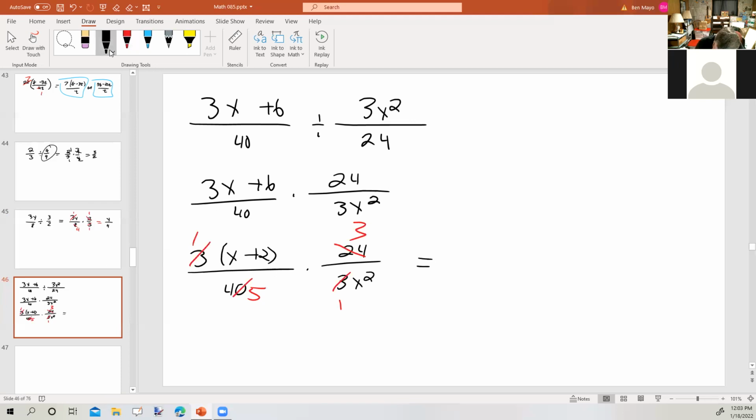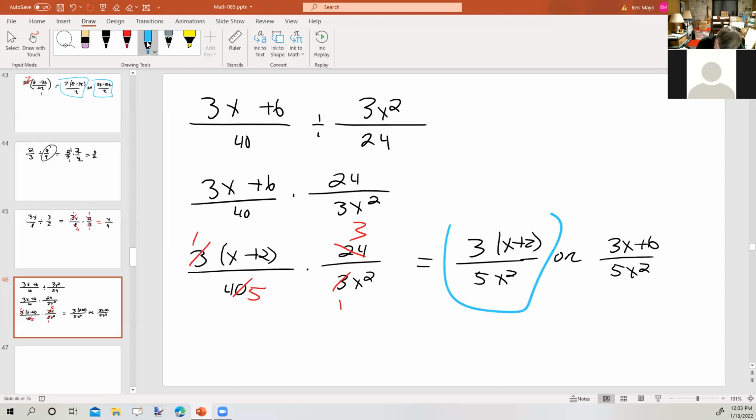So what have I got? I've got 3 times x plus 2 over 5x squared, or 3x plus 6 over 5x squared. Either this or that should be correct. Okay. How about, let's see here. How about this one?